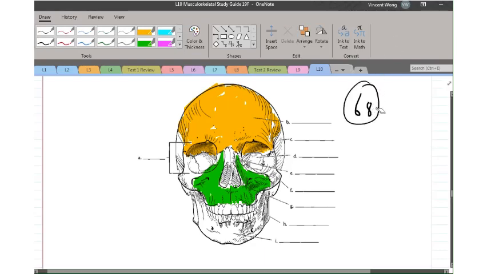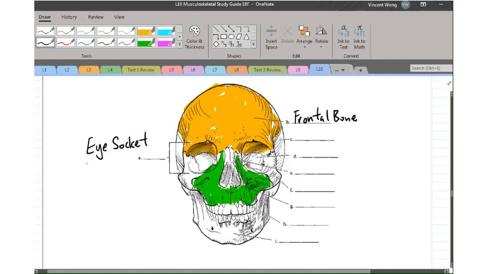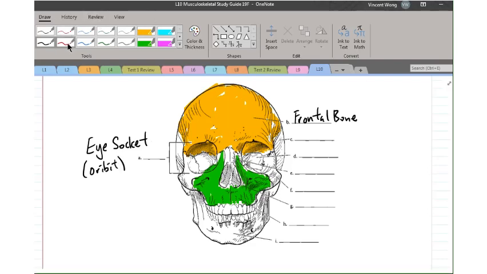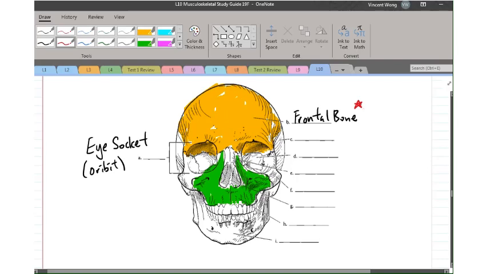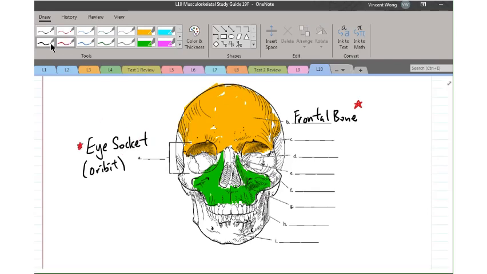Page 68. So I already colored this bone here. That is your frontal bone, and that forms the top of your eye socket, right? So this whole thing here, A, is pointing at the eye socket. And there are 7 bones that form the eye socket. This is also called the orbit. Okay, so I'm going to put a little star here to note that this is a bone that forms the eye socket. Okay, put a star here as well.